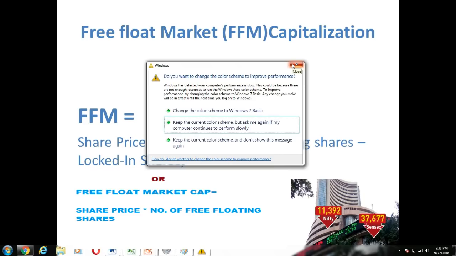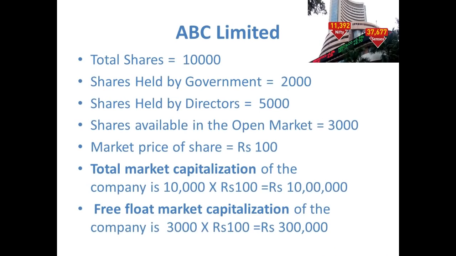Now we all know that. Now let us understand this with the help of an example. Let's say ABC Limited is a company. ABC Limited has a total number of outstanding shares of 10,000. Out of these 10,000, 2,000 shares are held by the government, and 5,000 shares are held by the directors. So these 7,000 shares will not be taken into consideration for the calculation of the free float market capitalization, but instead the shares available in the open market for open trading are only 3,000. So these 3,000 shares will be taken into consideration for calculation of the free float market capitalization.